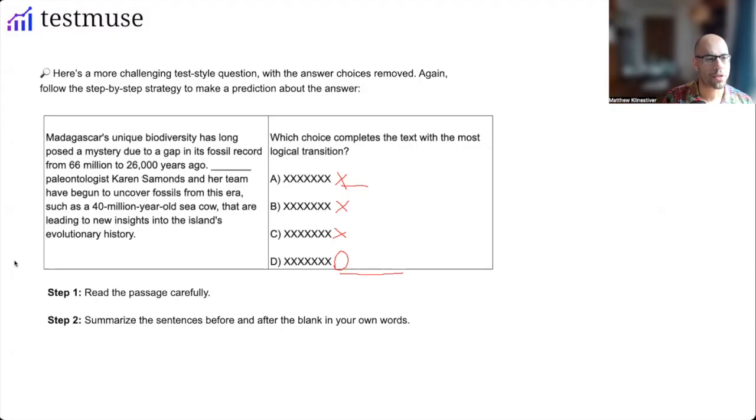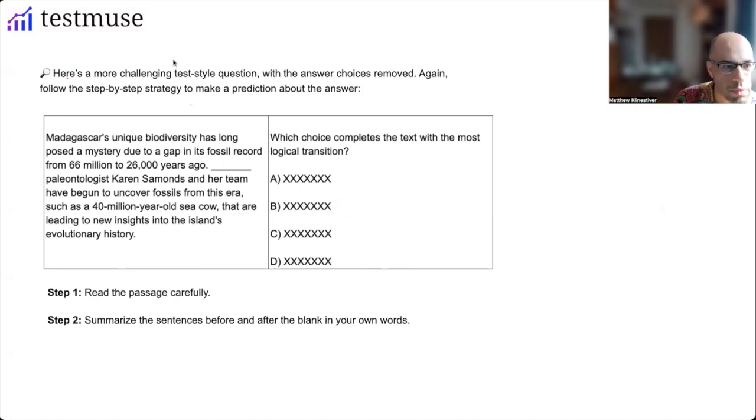Let's look at another question that's a little bit harder. We're going to follow the same steps, though, as we're solving it. So here, and by the way, this is a harder question, so be aware.